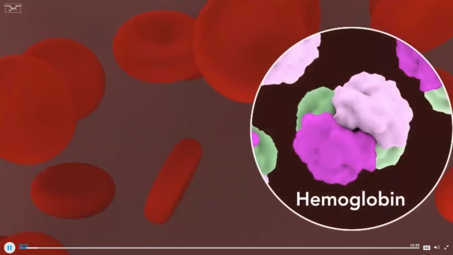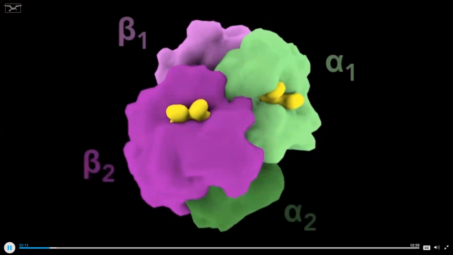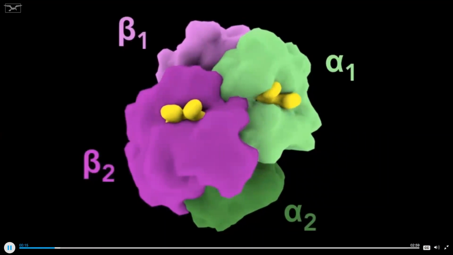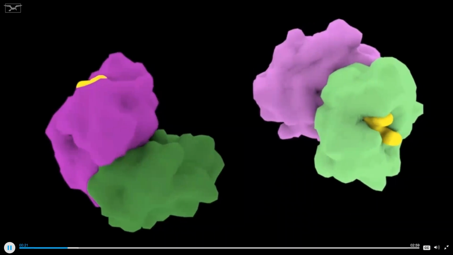Hemoglobin, a major protein found in red blood cells, is responsible for transporting oxygen from the lungs to tissues throughout the body. Hemoglobin is a tetramer made up of 4 polypeptides, 2 alpha subunits and 2 beta subunits. This tetrameric structure is essentially a dimer of alpha-beta heterodimers.